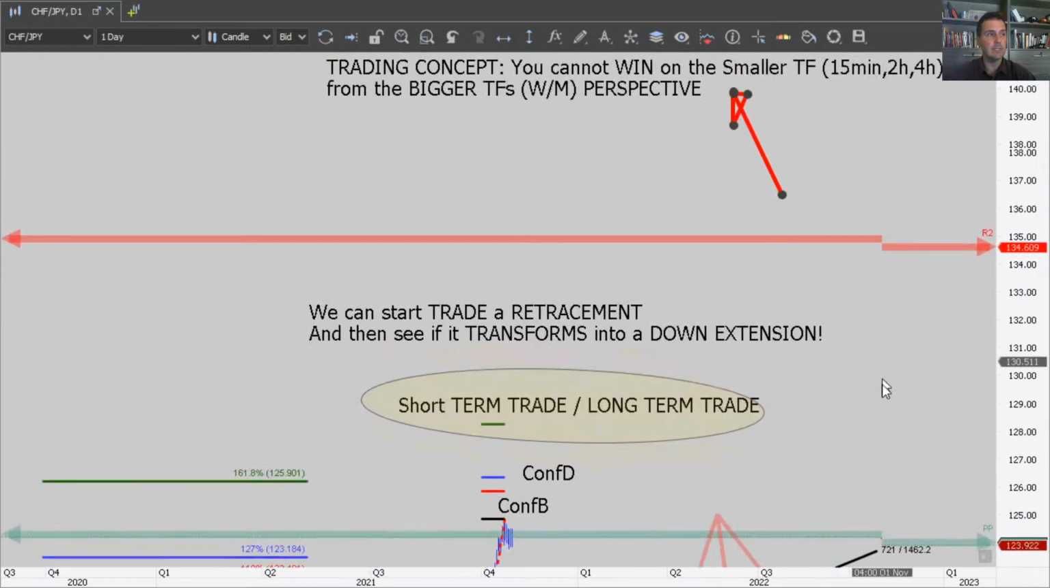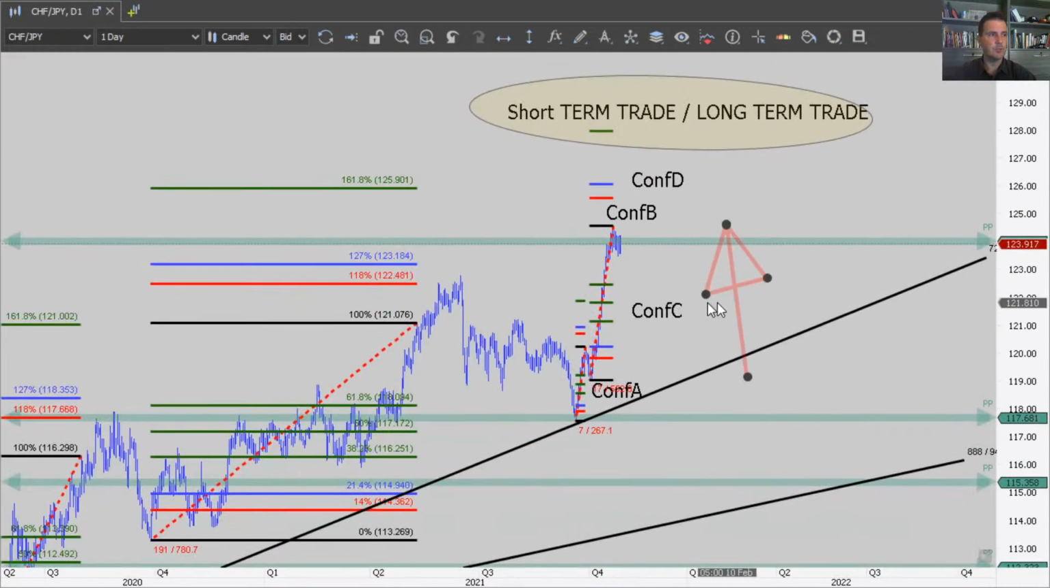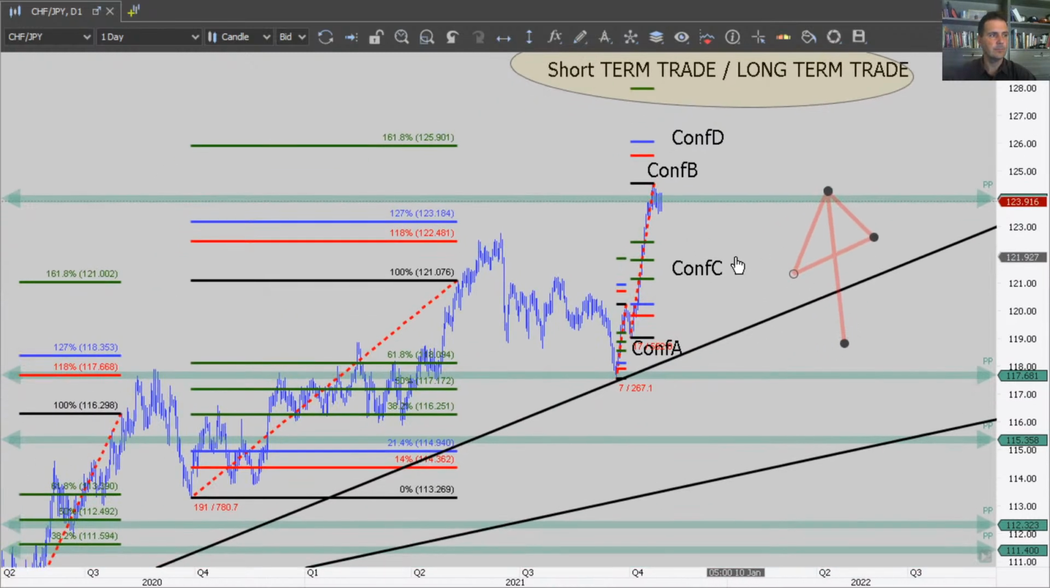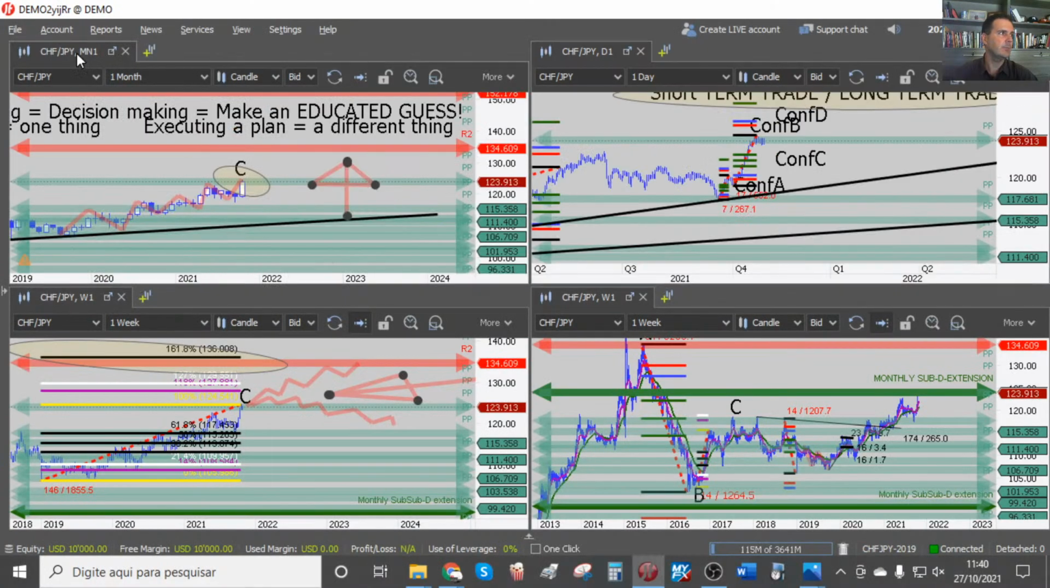Lucas and everybody else, do you understand this? Just because from the monthly and the weekly the long-term direction is short, you cannot win on the 1-hour, 2-hour chart from this perspective. Make sense, everybody? Passion, why not? Because it happened before.